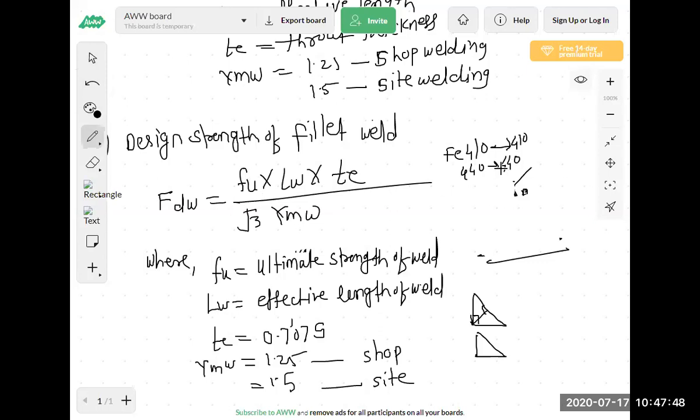So the value of Fu depends upon the grade of steel, whatever we are using for the design. For Fe410, 410 Newton per mm square, and Fe440, 440 Newton per mm square. Are you getting the value of Fu? Lw, then throat thickness. Here throat thickness is again changed, 0.707 S for the fillet weld, and the partial safety factors are also the same for the butt and fillet weld. So are you getting? These are the strengths we have to calculate for the welded connection.